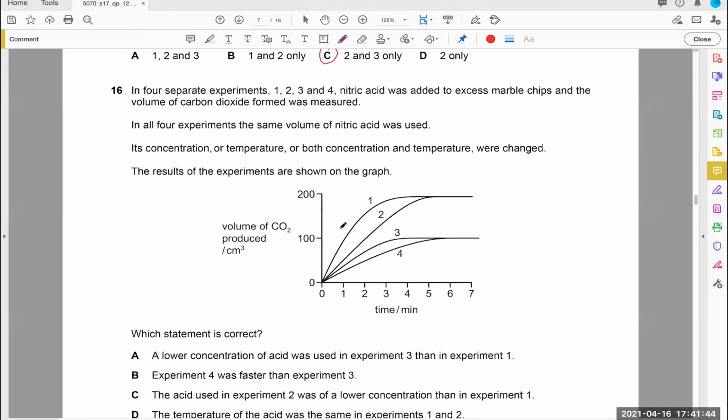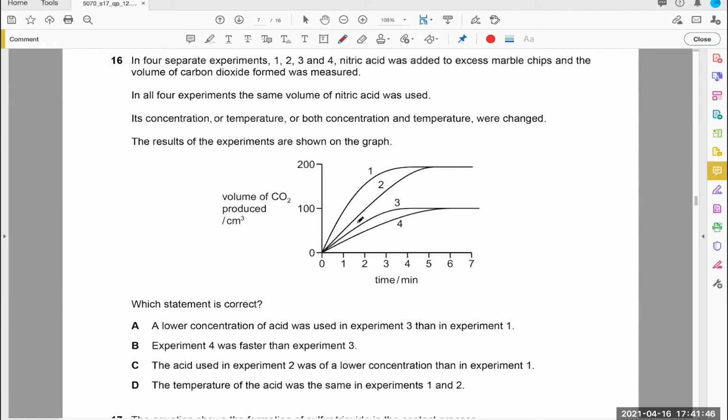In 4 separate experiments, 1, 2, 3, and 4, nitric acid was added to excess marble chips, and the volume of carbon dioxide formed was measured. In all of them, we can see that we had excess marble chips, so that is the one in excess. All right. So what's happening now? हर जगह वो concentration वगैरह change कर रहा है. अब इसको देखते हैं जरा.